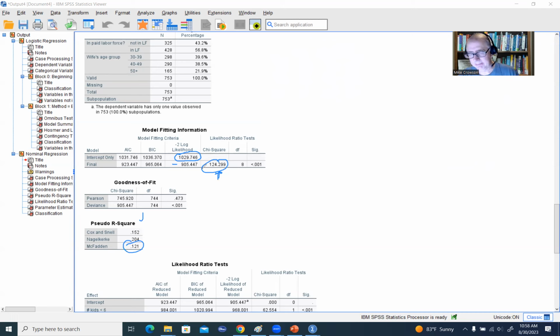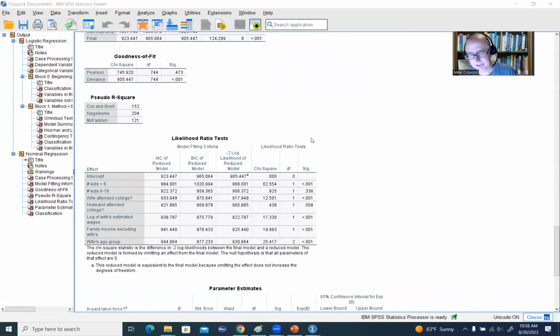in lack of fit as we move to our full model in relation to the intercept-only model, and that's what McFadden's is capturing. Or you could also consider it the proportionate improvement in fit as a result of including our predictors relative to the null or intercept-only model. So you can kind of think about it in those ways.